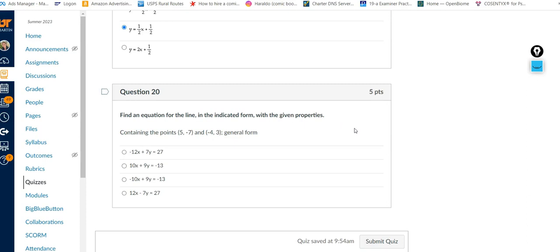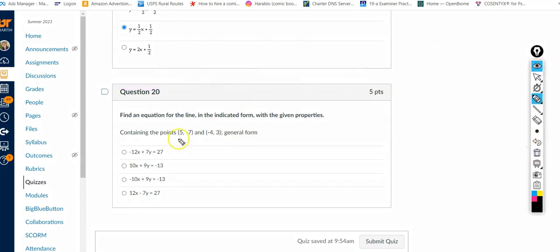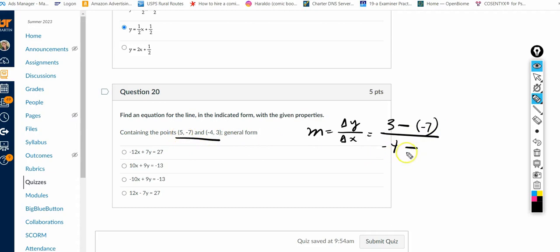Okay, and now you have 2 points. If you have 2 points, you can get the slope. So what's the slope going to be? It's going to be the change in y over the change in x. So this y coordinate minus this y coordinate, all over this x coordinate minus that x coordinate. That's going to be 3 plus 7 over -4 minus 5.